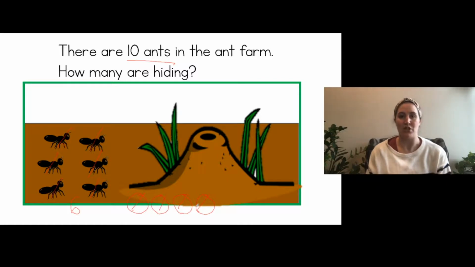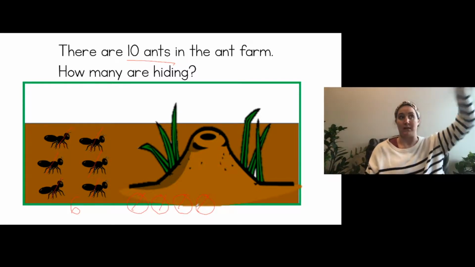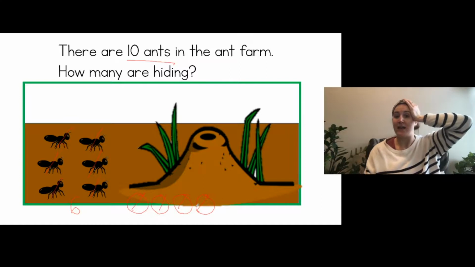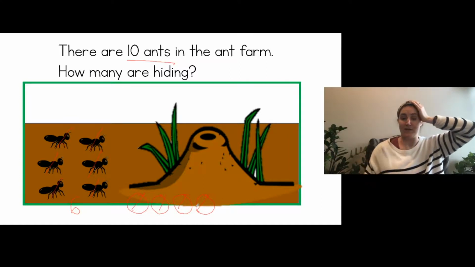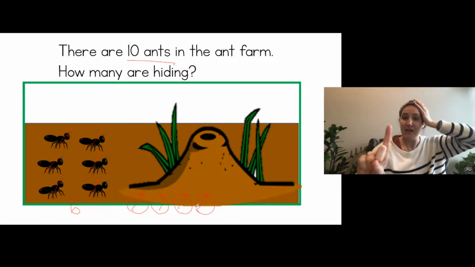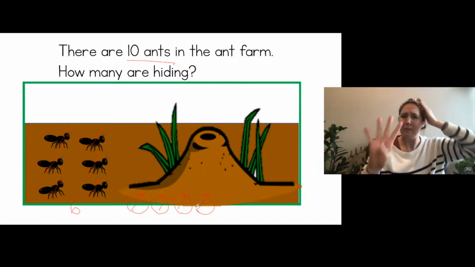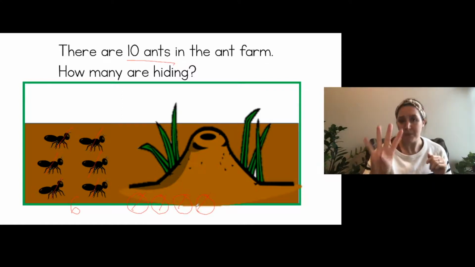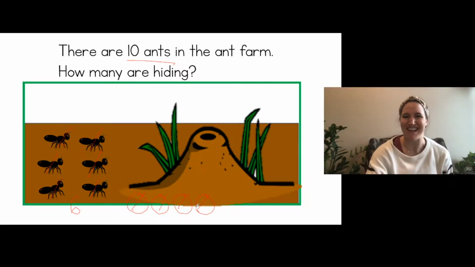Let's check with our fingers too. So remember, we're going to put the number 6 in our head and then count on until we get to 10. So you're going to hold up your fingers. So say 6, 7, 8, 9, 10. How many fingers do you have holding up? Good, I do too. I have 4. Let's see if there's really 4 ants hiding.